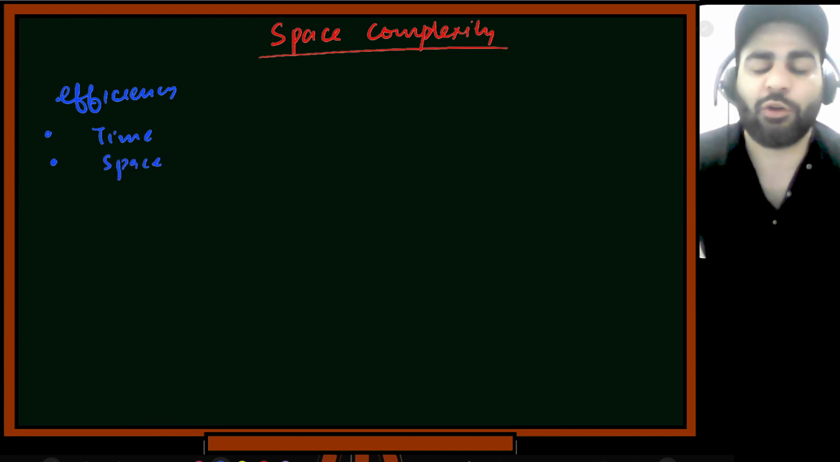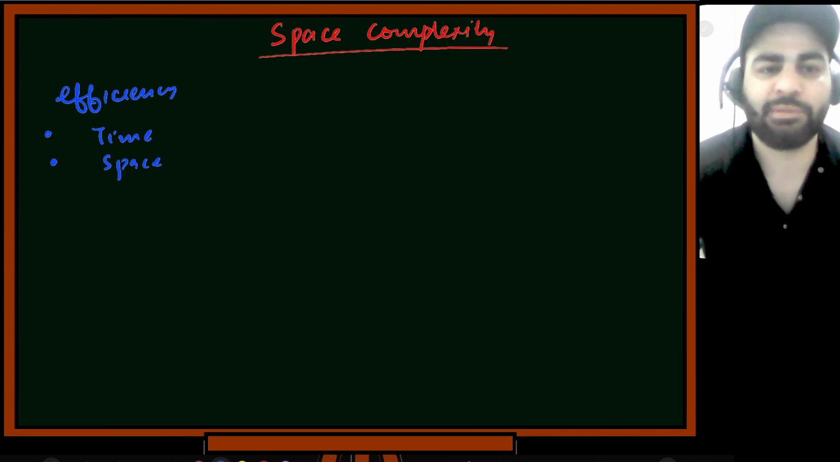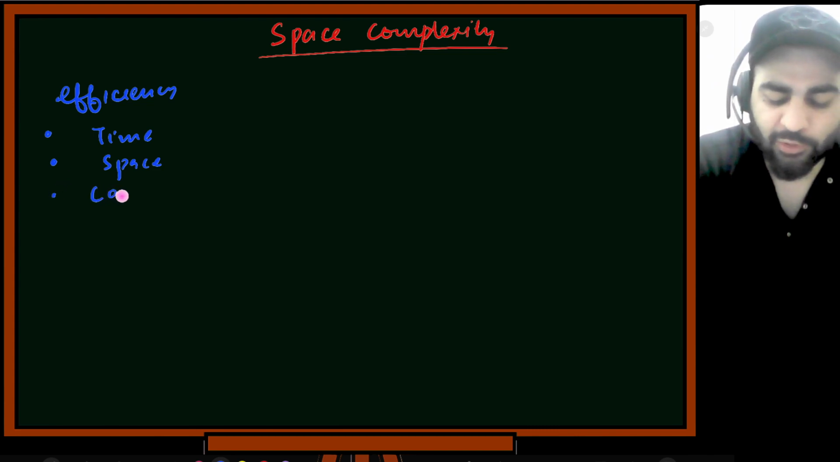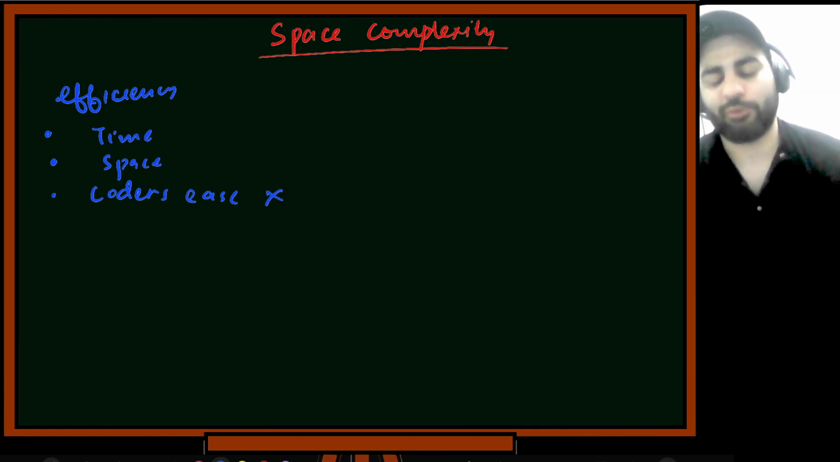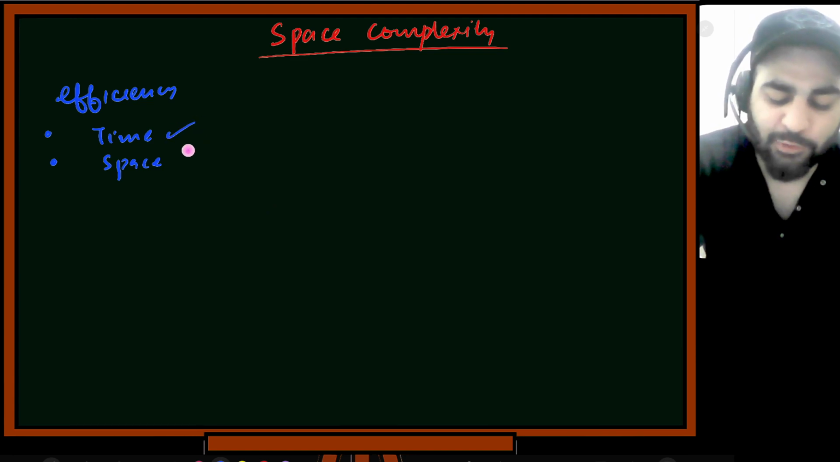You can also define efficiency as how easy it is to code the algorithm. Sometimes the algorithm is really good, but it's really hard to code. Maybe we can say coder's ease. But we don't take care of these things. We assume that the coder will know how to code things. So usually these are the two metrics we'll use: time and space.